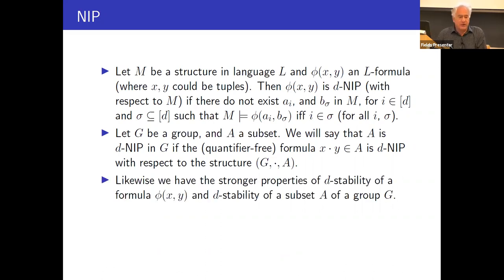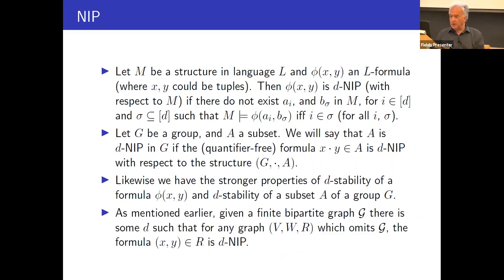Likewise, we have the property of D-stability of a formula phi x y. The same thing, but with stable in place of what we talked about earlier, the D half graph. And as mentioned earlier, given a specific finite bipartite graph G, there is some integer D such that for any graph, finite or infinite, it doesn't matter, which omits that fixed graph G, the formula x times y and R is DNIP, where R is the graph relation. So again, omitting a subgraph implies NIP for a suitable number, right?